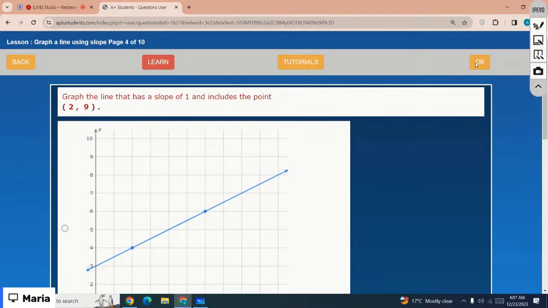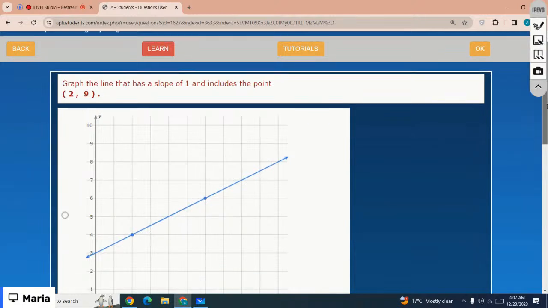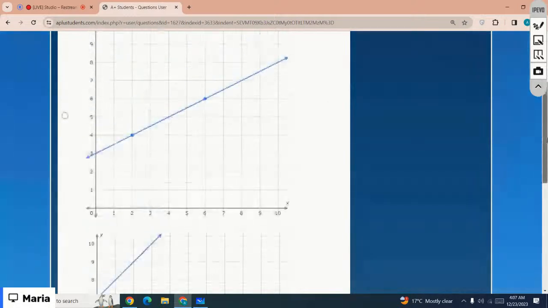Graph the line that has slope 1 and includes the point (2, 9). So which is the correct option? Here is the first graph and here is the second one. So which is the correct option?